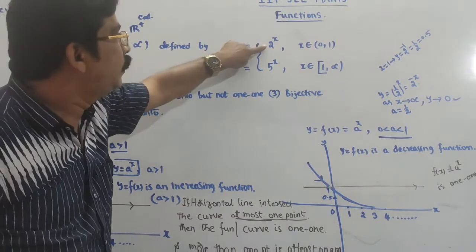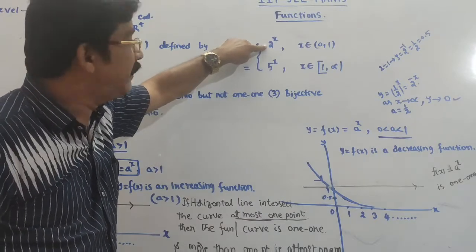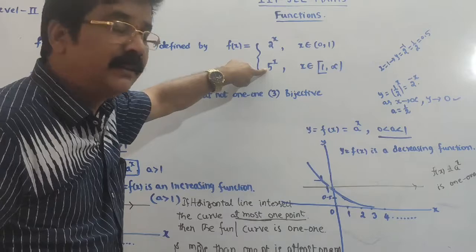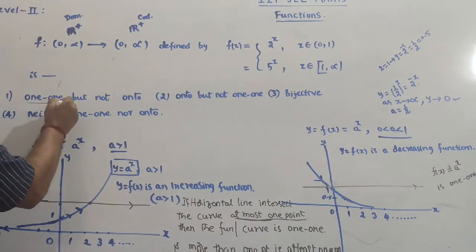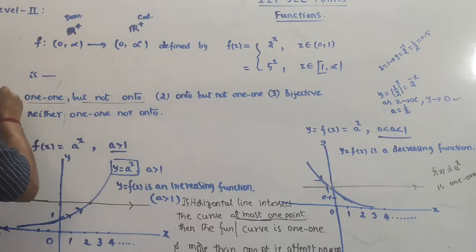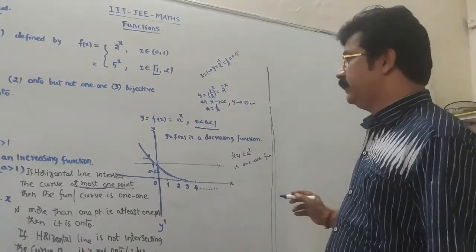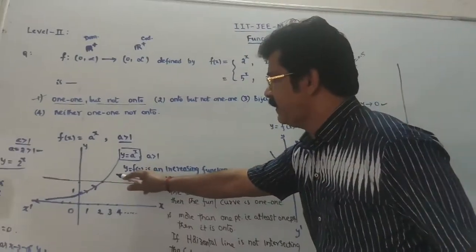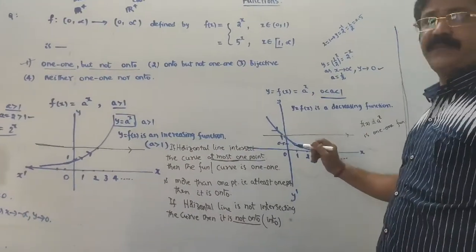Therefore here 2 power x, base 2 is greater than 1. This is the base 5, it is greater than 1. So in both cases it is 1 function, but not onto function. First option is right. Moreover, we see that here f of x is an increasing function, here a decreasing function.